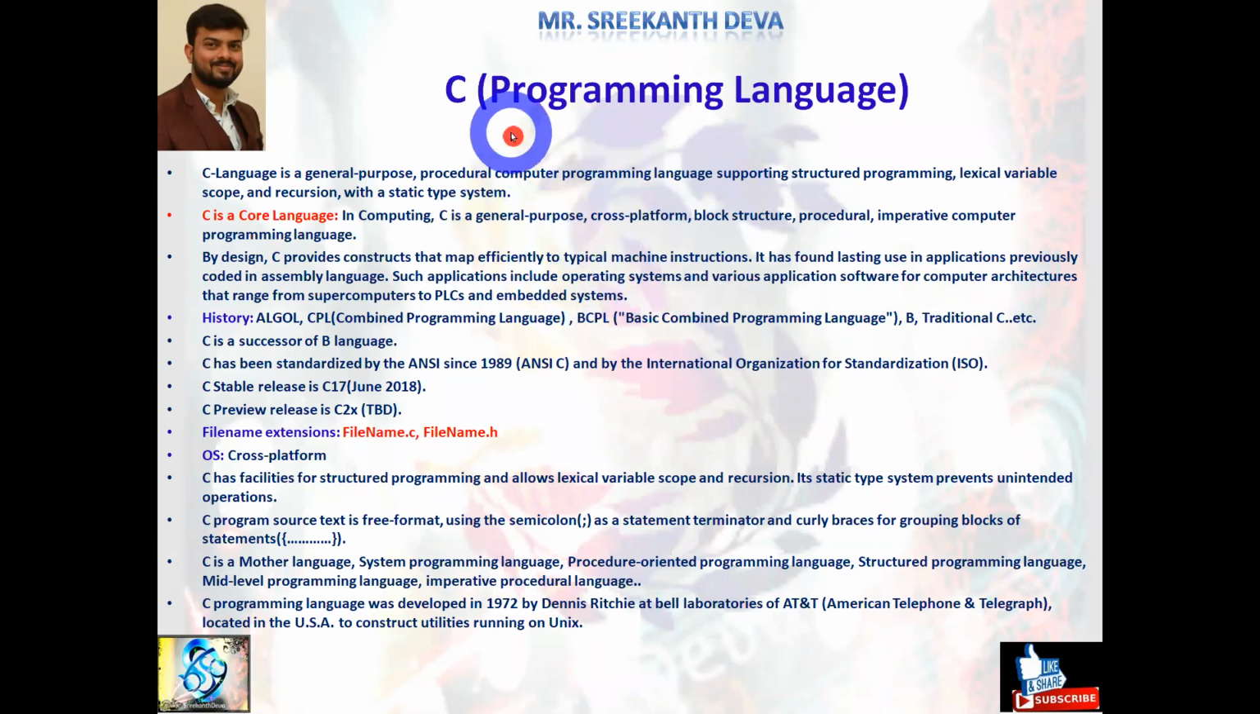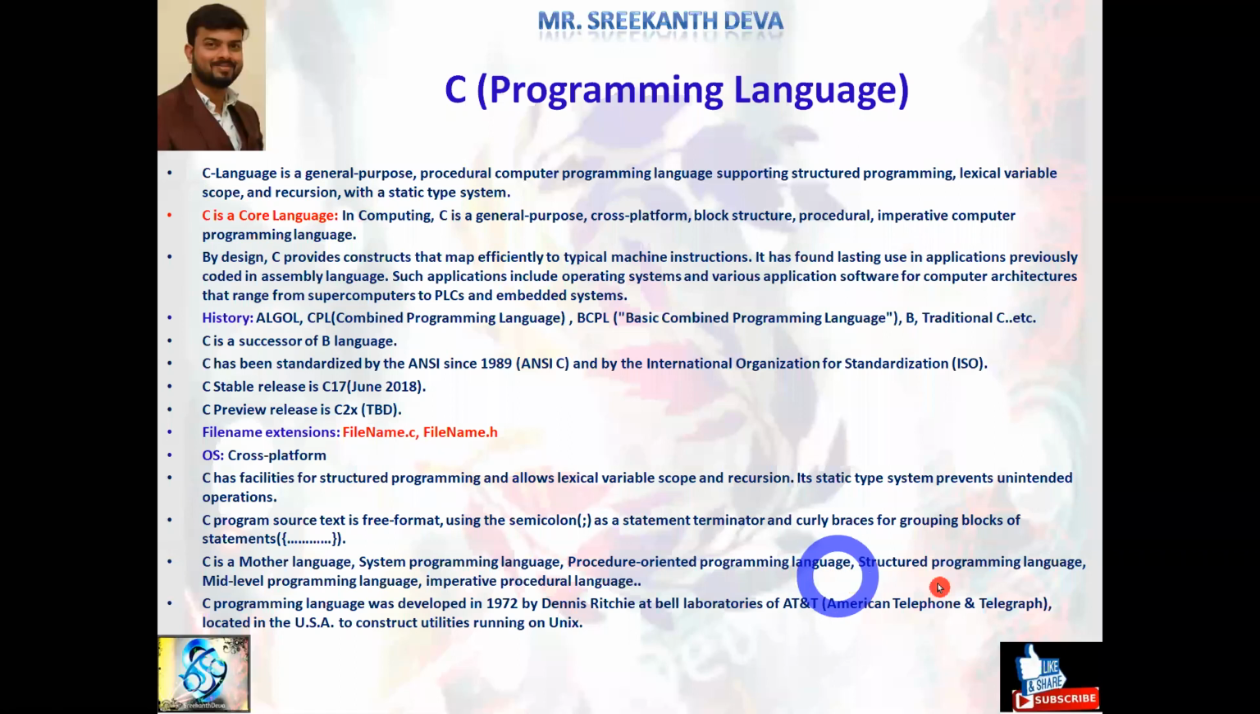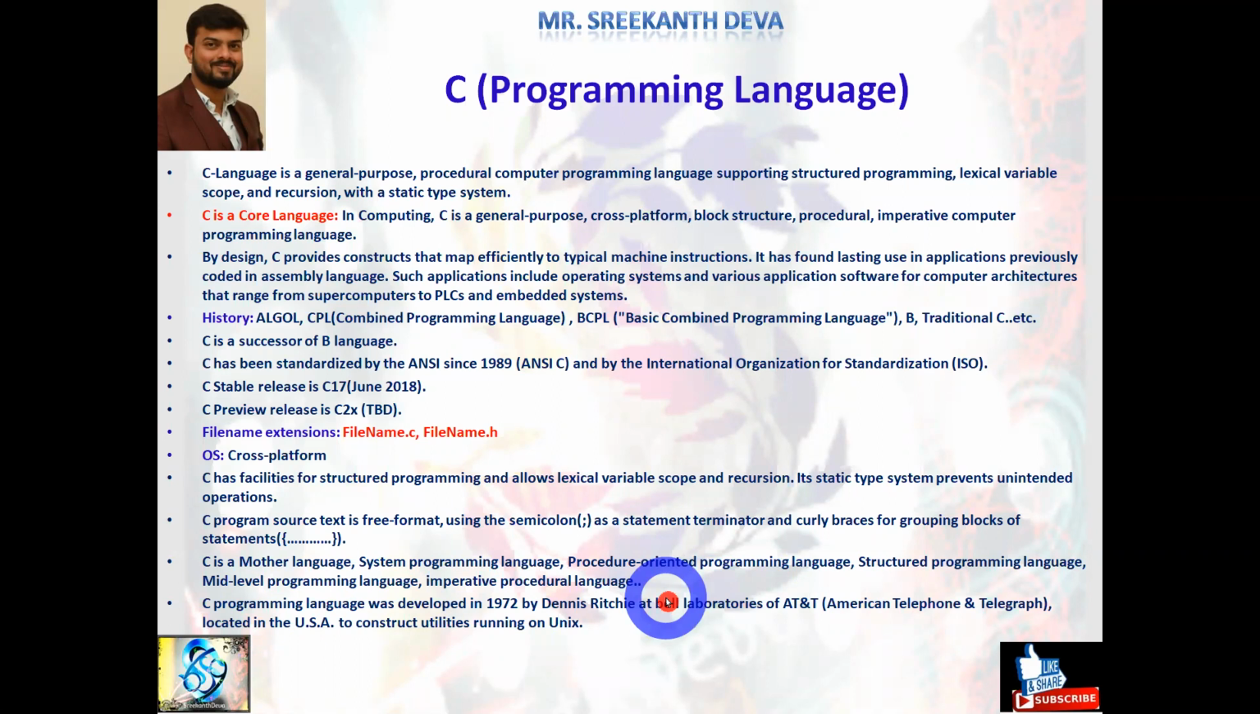Simply you can remember what is C language. C is a general purpose programming language. C is a core language. It supports cross platform block structure procedural programming language, imperative programming language. C is the mother of all programming languages. C is a system programming language. C is a procedural oriented programming language. C is a structured programming language. C is a middle level programming language. C is an imperative procedural programming language. We can define C in this manner.